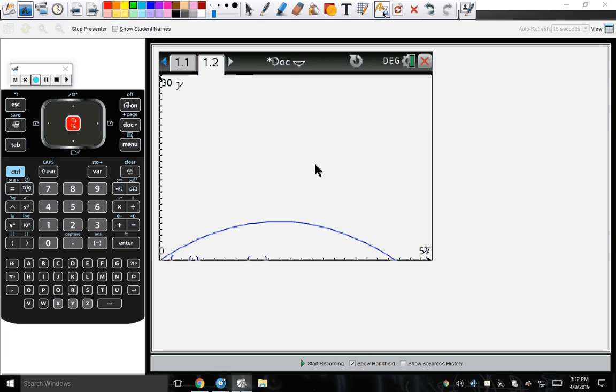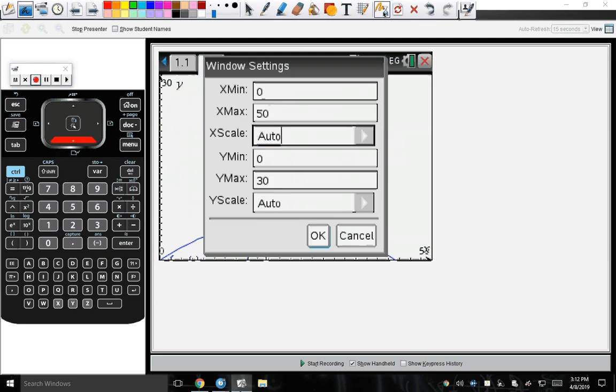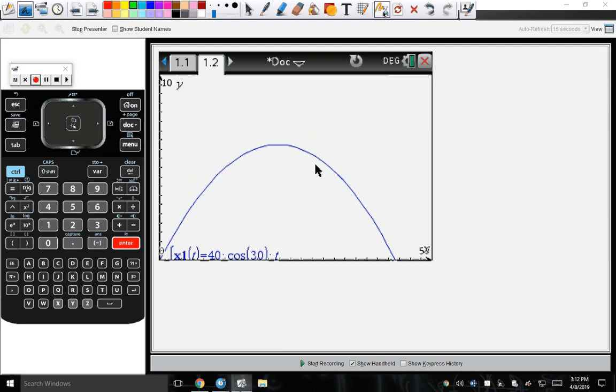Now, if you don't like the way that looks, you can change it up a bit and say menu 4, 1. I don't think it would go 30 feet high. Let's do something like, let's say 10 feet high. And it's showing it a little bit better. This shows you the kick's trajectory and its path in the air. Any questions right now? Okay.